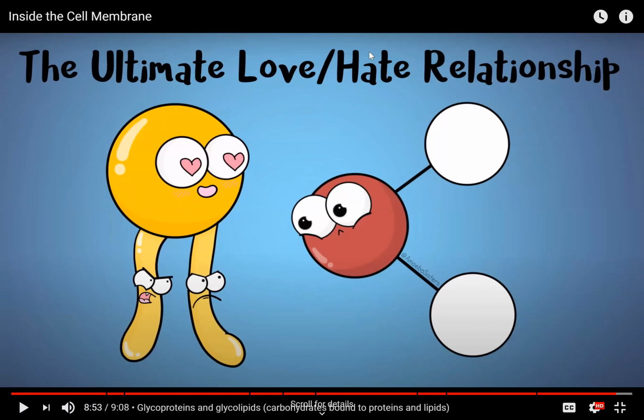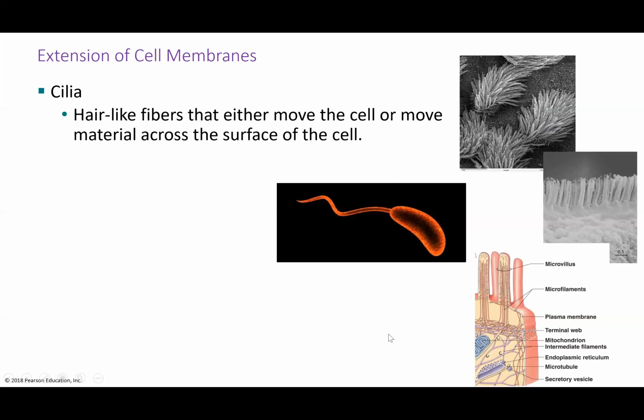So that was just kind of a fun overview of the plasma membrane. Okay, then real quick, we're going to talk about three structures on the outside of the plasma membrane. The first being the cilia. And these are kind of, as it says, hair-like fibers or extensions on the outside of the plasma membrane that move, and it helps move material across the surface of the cell.